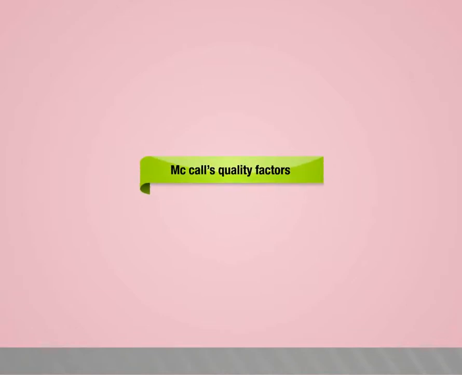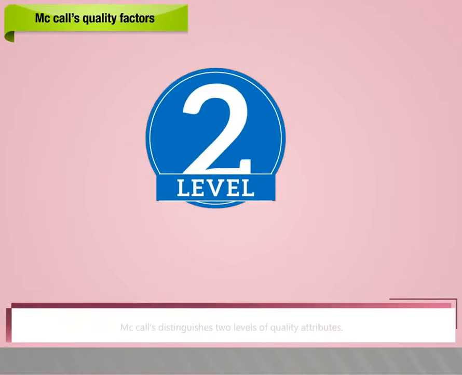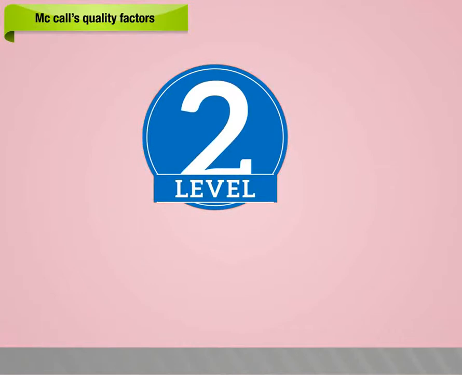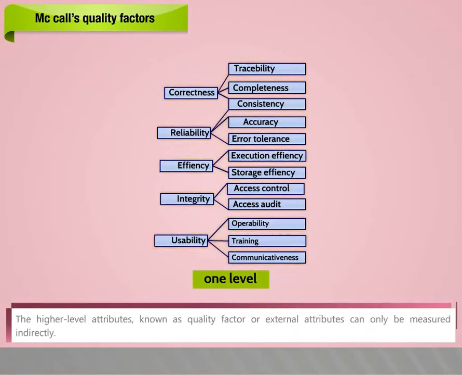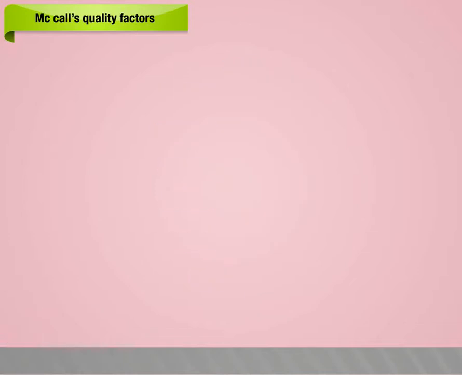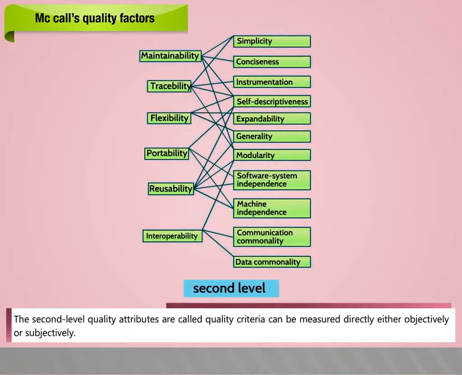McCall's quality factors. McCall distinguishes two levels of quality attributes. The higher level attributes, known as quality factors or external attributes, can only be measured indirectly. The second level quality attributes, called quality criteria, can be measured directly, either objectively or subjectively.